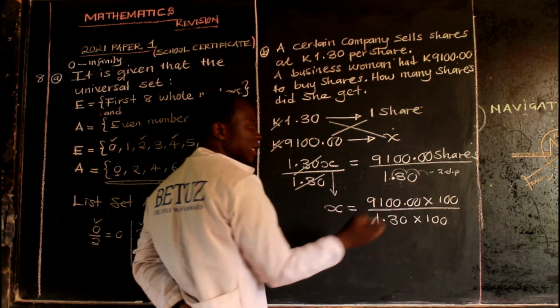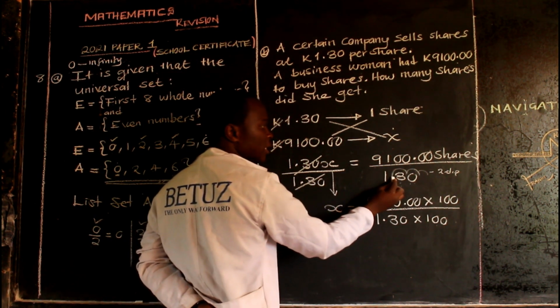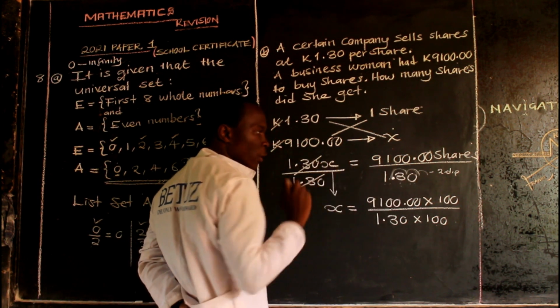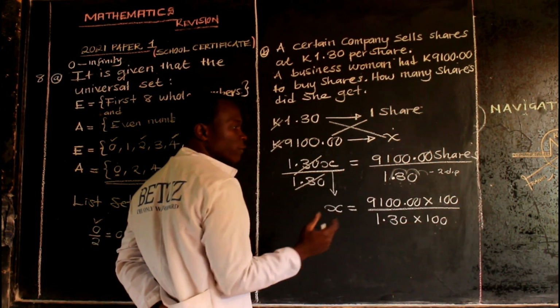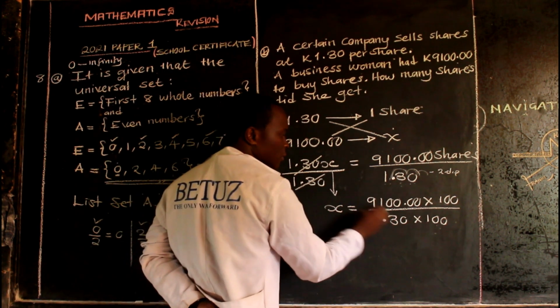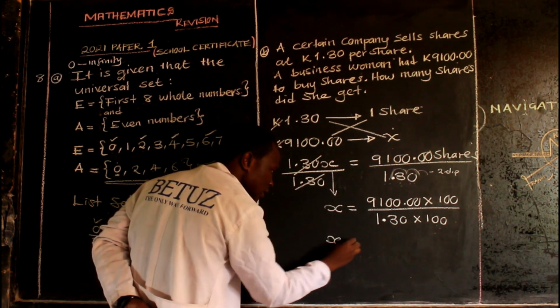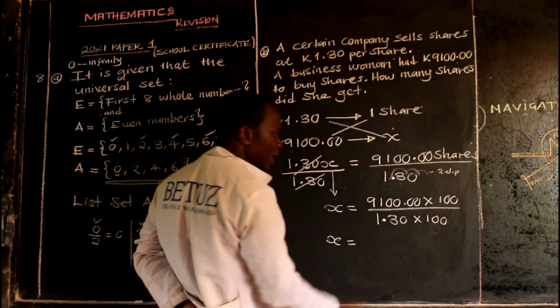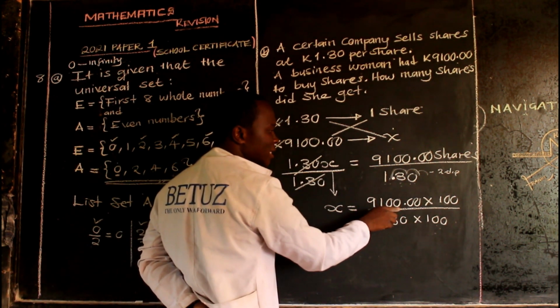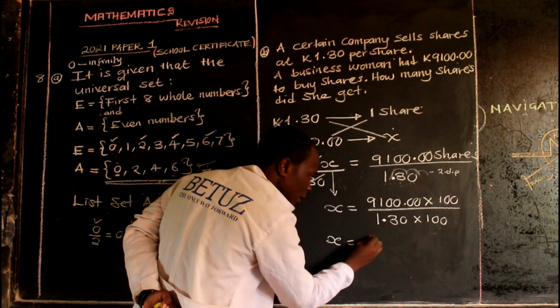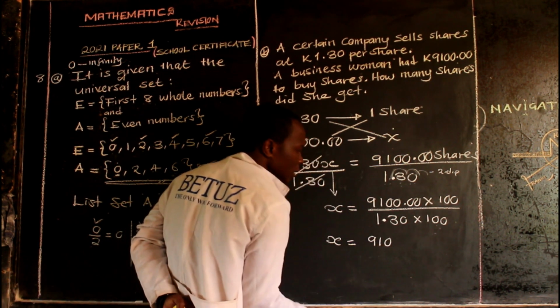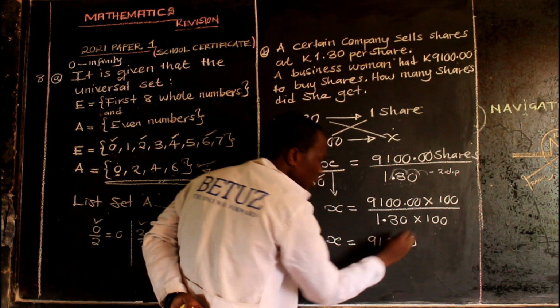Okay, yes, but in this case we have got 2 decimal places, 1, 2. No wonder we are multiplying by 100. The essence of doing this is to get rid of this decimal. So we say X is equal to, when you multiply 9,100 by 100, you are going to obtain 910,000.